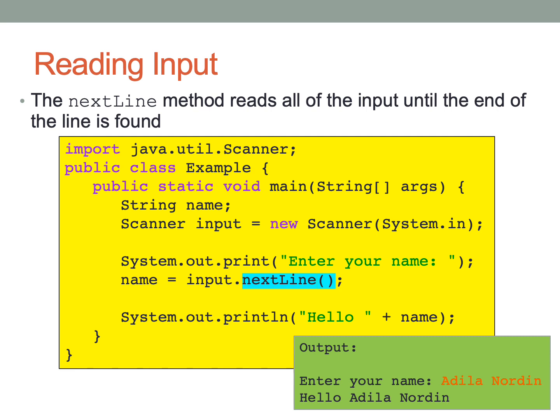In the next line, we have System.out.print("Enter your name"). I use print method instead of println because I want the user to enter their name on the same line as the sentence. If I use println, the cursor will be on the next line. Since I expect the user to type in their name, whatever the user types will be assigned to the variable called name. And finally, when I want to see what has been entered, we have System.out.println("Hello " + name), reading the value in the name variable. If I run this code and enter my name, it will display Hello Adila Nordin.